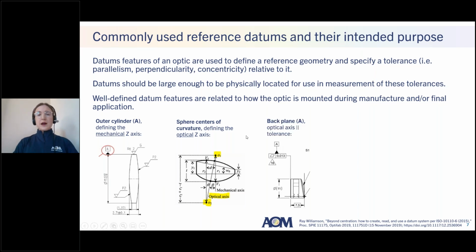Another commonly used datum is the backplane surface. And so if your optic has a plano back surface, or if it's a mirror with a plano backside, we'll often use this to define a datum.